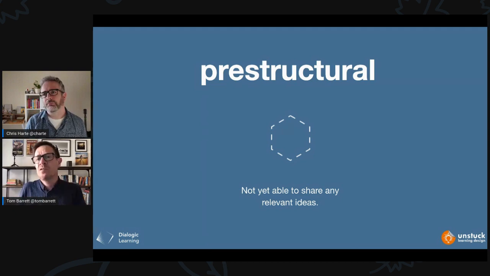So at a pre-structural level, a learner, or somebody learning something, is yet to be able to share any relevant ideas about a particular topic. This is really early on. This is before they've even really begun to establish a particular conceptual framework or schema in their mind. They may be yet to be introduced to a new topic. On our graphic, we've just got a little hexagon with some dotted lines. So it's yet to be formed, but it's going to be there. We know that those pieces are going to come together.